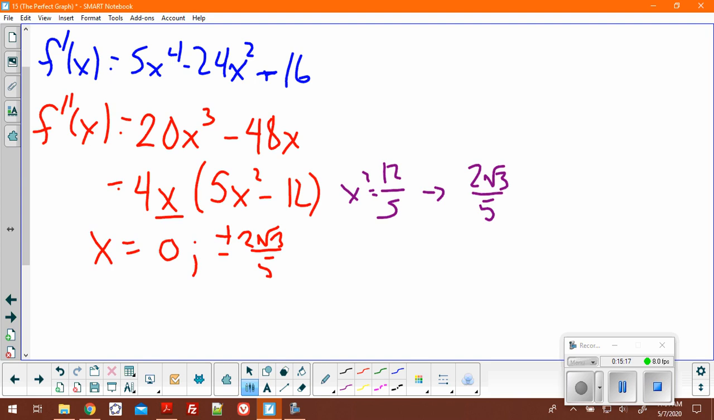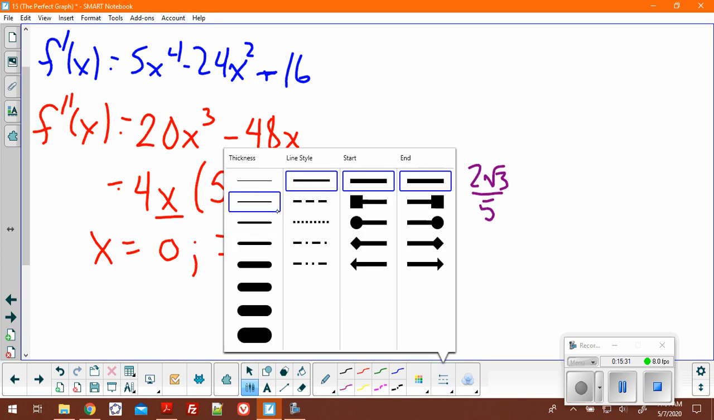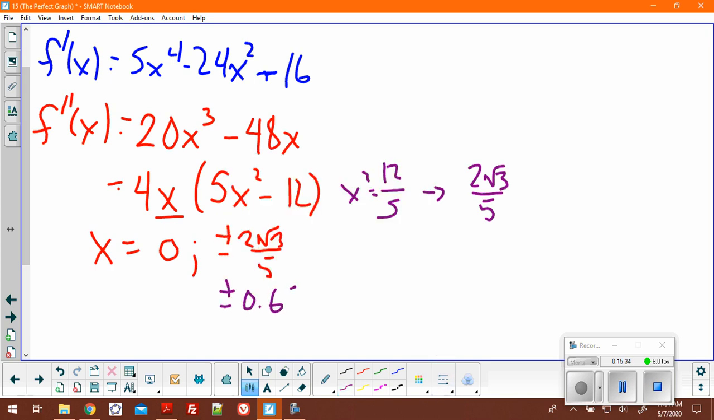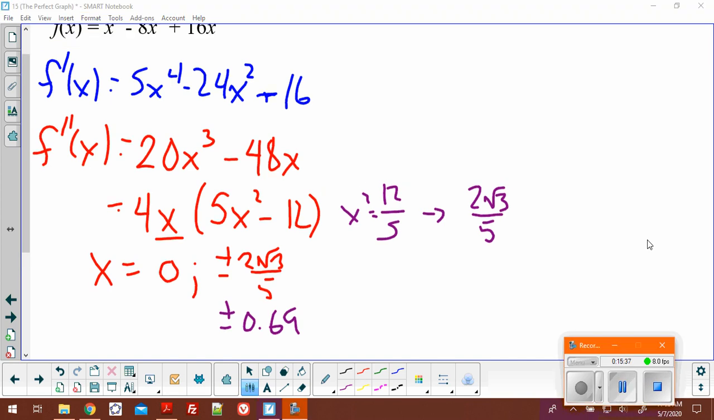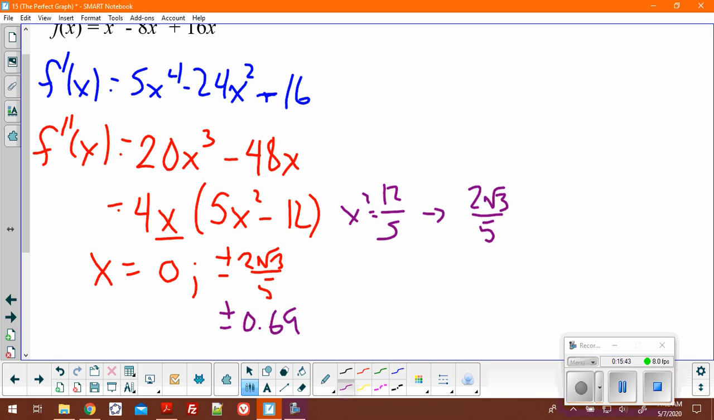And again, for context, let's see what that is. 2 times root 3 is about 0.69. Okay, hold on a second. That's not right. I didn't do a square root on the 5 in the denominator. My apologies. That should be there as well. Let's try that again. That's about 1.55.